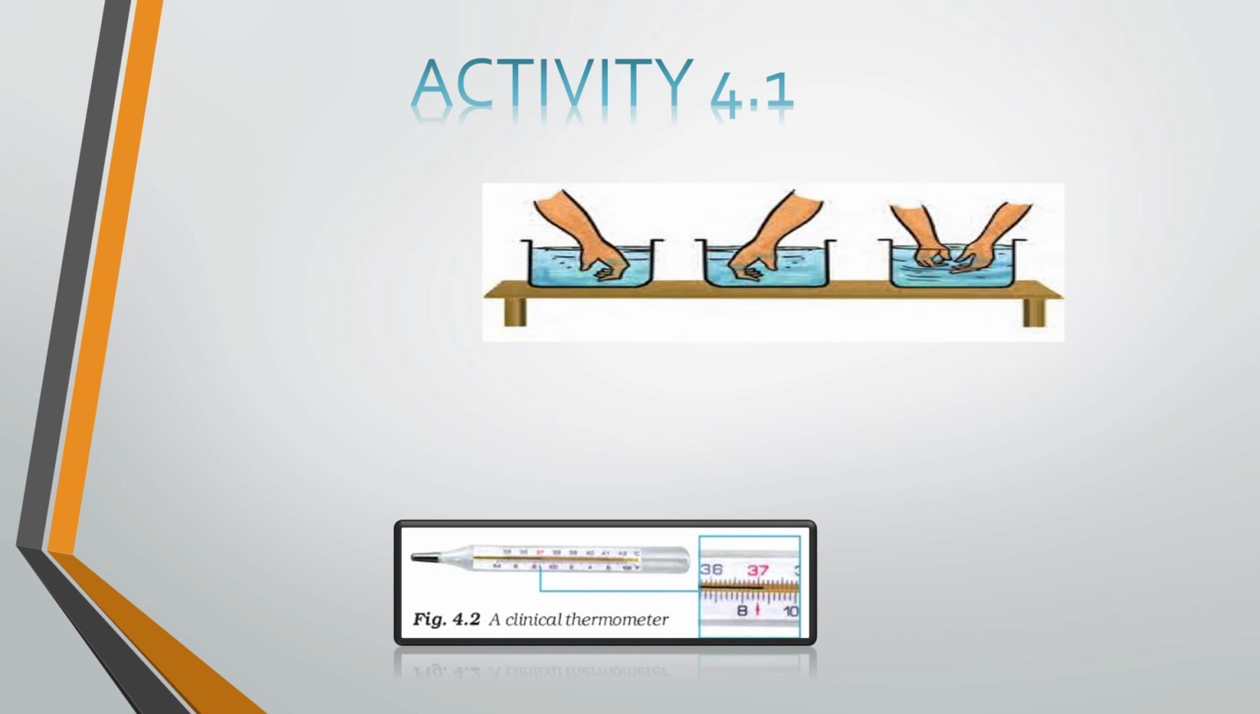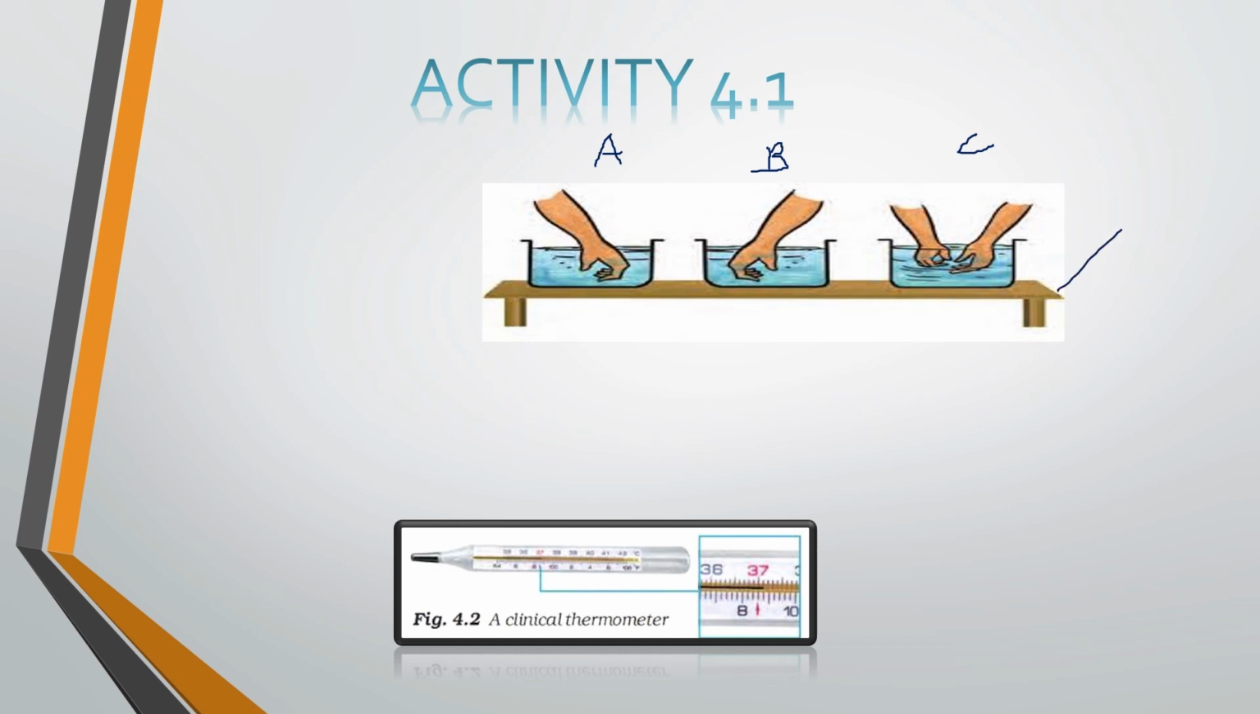This is activity 4.1. In this activity we will take 3 small tubs or containers and label them as A, B and C. Now put cold water in container A, this is B and this is C. In container A put cold water, hot water in container B, and a mix of some cold and hot water in container C.